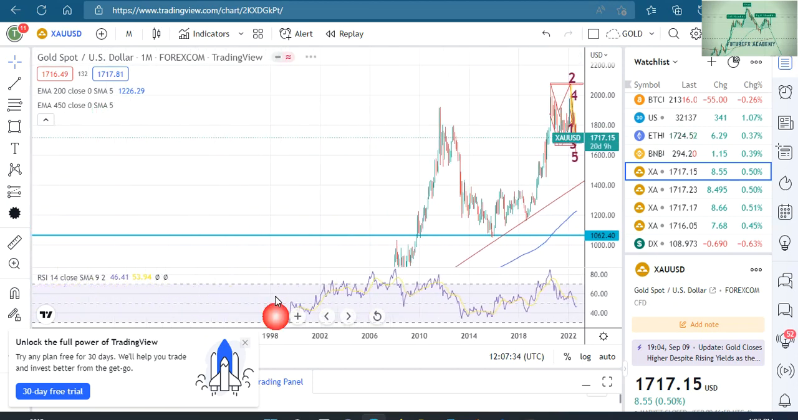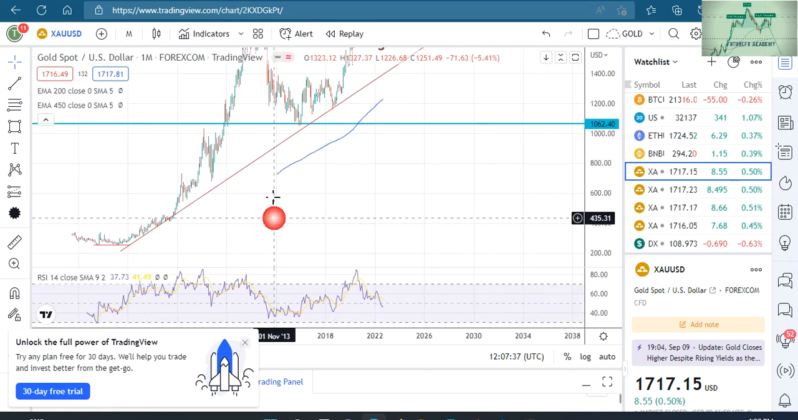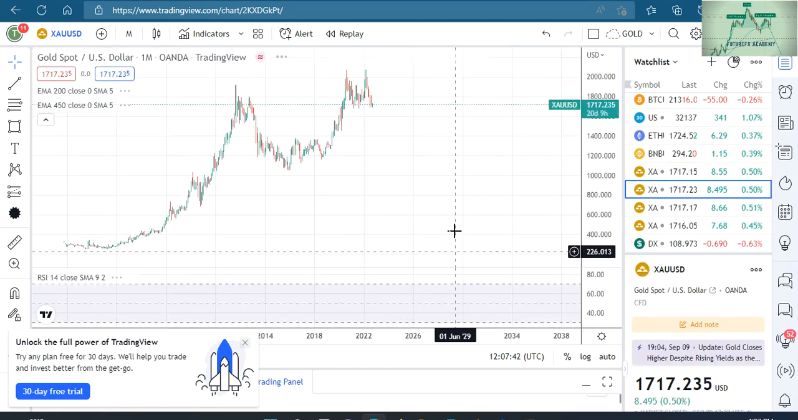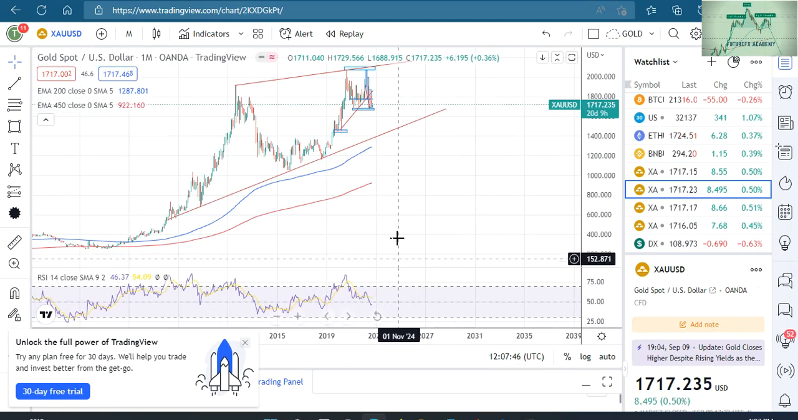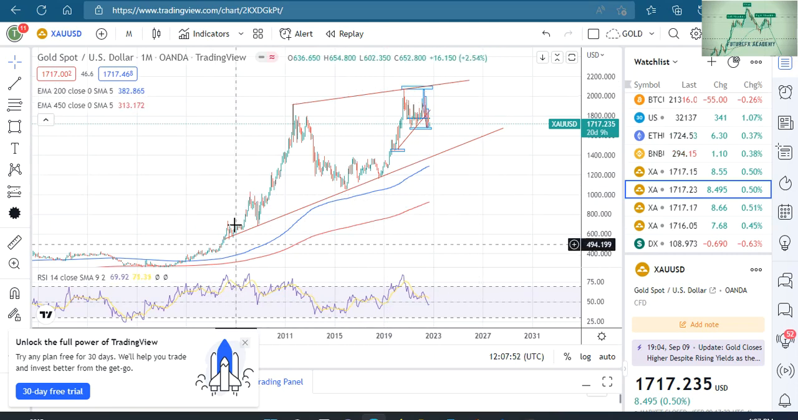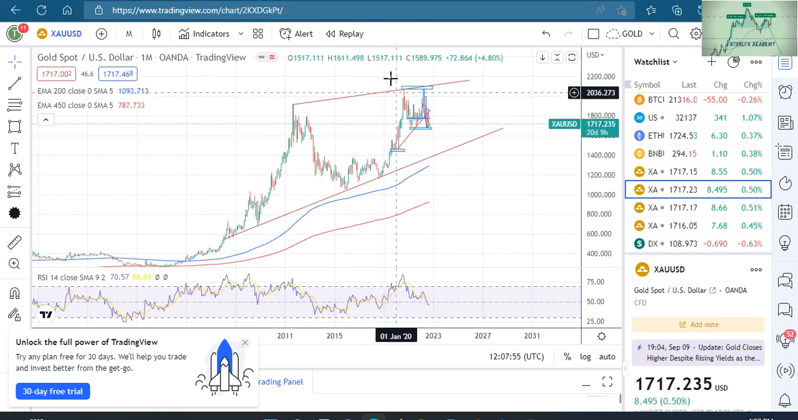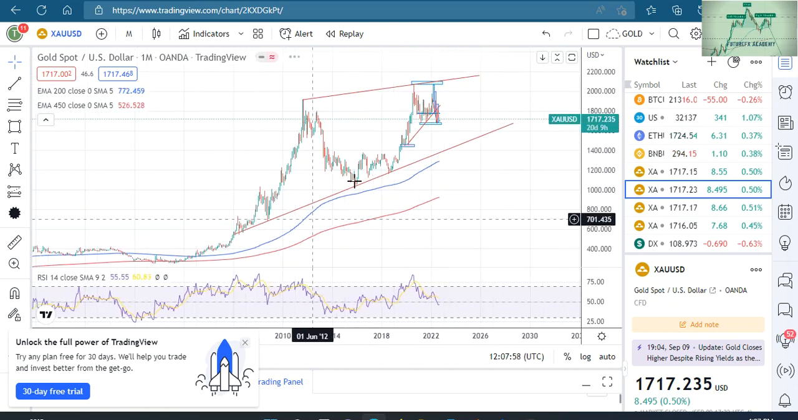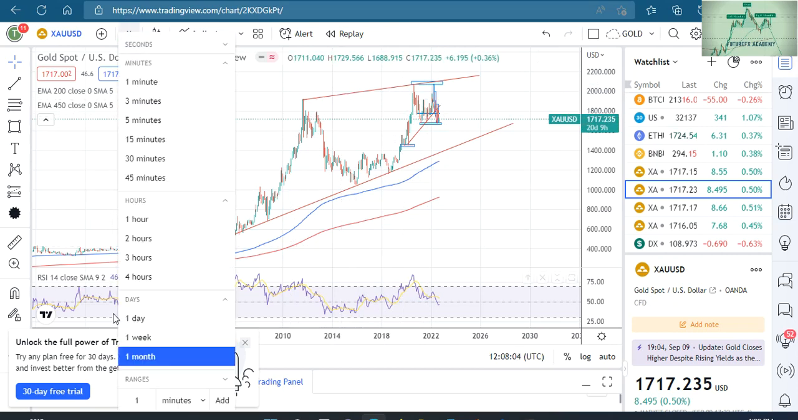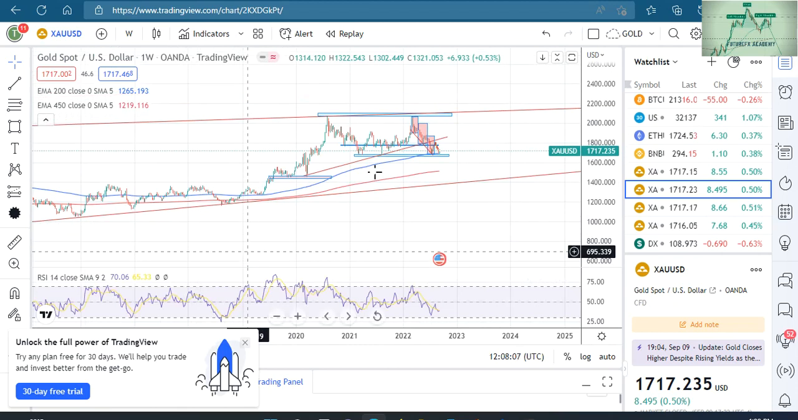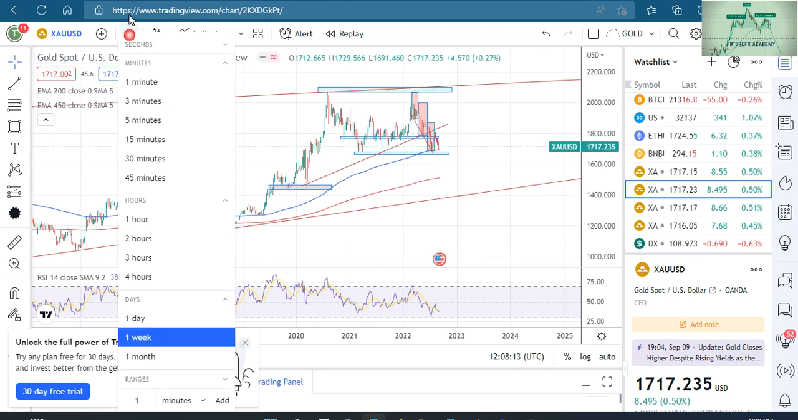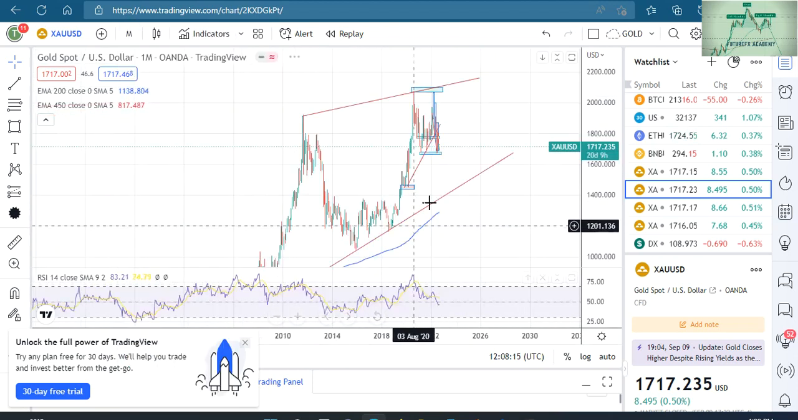So this is the gold chart on a monthly time frame. As you can see, gold is in a bullish direction, looking at the trend line. This is the overview on a monthly time frame, but we'll see the current state of the market more clearly when we go to a lower time frame.